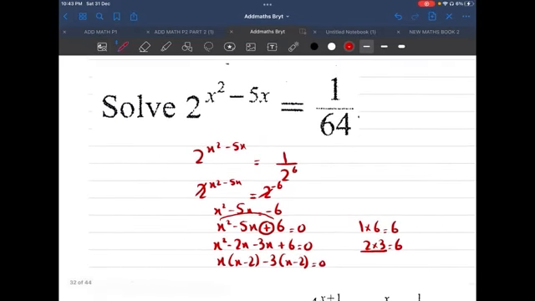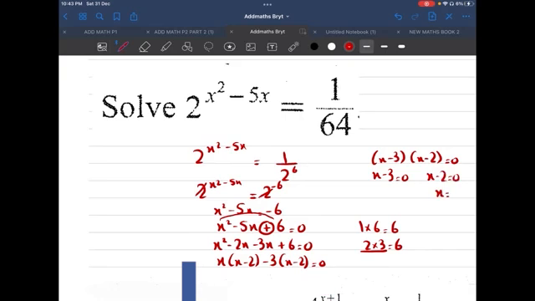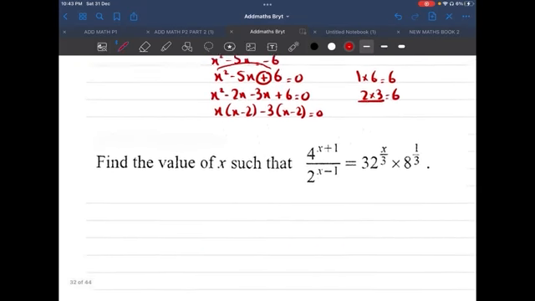Now, can I write like this? x minus 3, x minus 2 is equal to 0. x minus 3 is equal to 0. x minus 2 equal to 0. My one value of x will be 2 and other will be 3. Got this? Let's practice more.